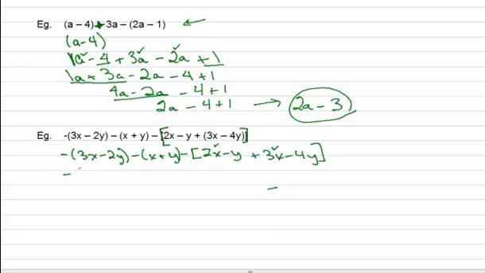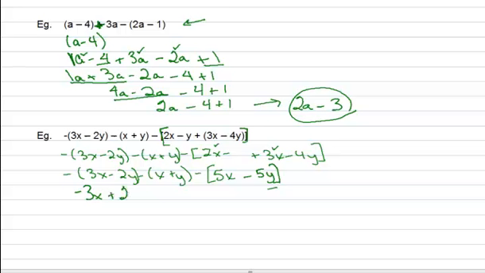Now I'm going to combine like terms inside the bracket. So again, I'm bringing everything down. 2x plus 3x is 5x, minus y minus 4y is negative 5y. Now I can start distributing the negative, and I'm just going to distribute the negative for all of these. So I distribute the negative for this one to get negative 3x, negative negative is positive 2y.